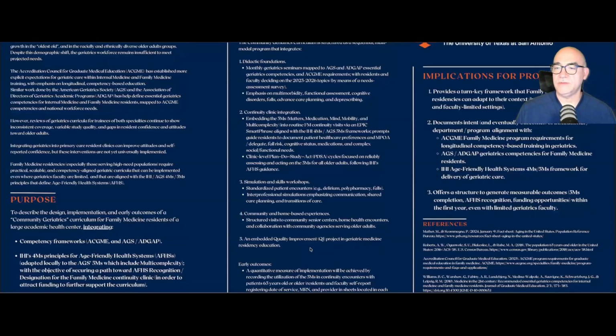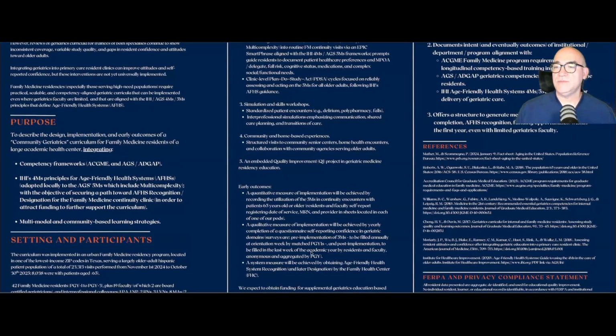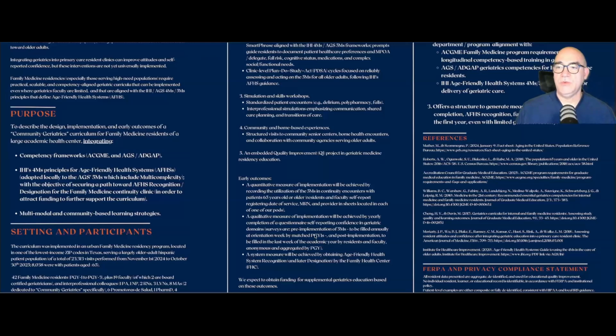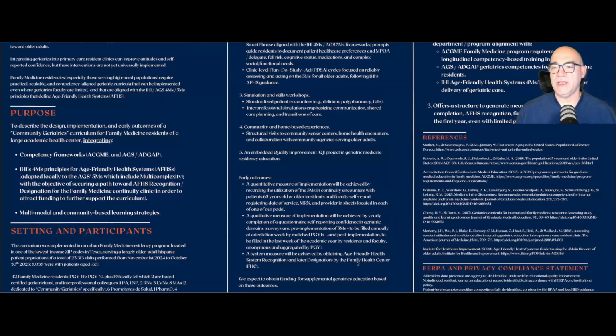The early outcomes: a quantitative measure of implementation will be achieved by recording the utilization of the 5M's in continuing encounters with patients who are more than 65 years old. The residents and faculty members self-report in a sheet that is located at each one of our pods. A qualitative measure of implementation will be achieved by a yearly completion of a questionnaire self-reporting confidence in geriatric domains. These are also based on the 5Ms. And a system measure will be achieved by obtaining age-friendly health system recognition first and later designation by the Family Health Center.